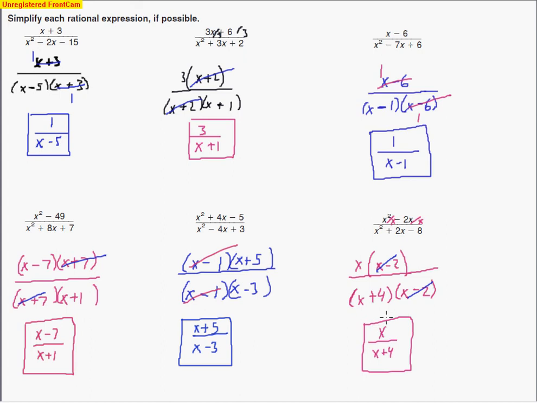So that is simplifying rational expressions. And the key is you have to factor in order to cancel.